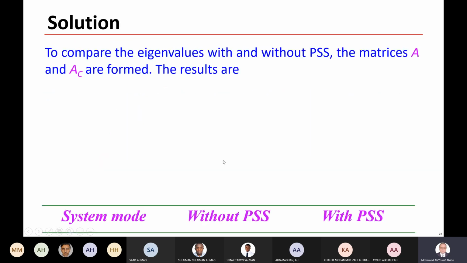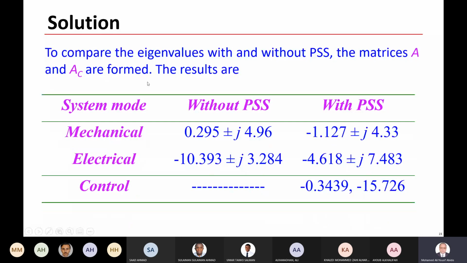Then you can form the A and AC matrices, and you get the open loop eigenvalues and the closed loop eigenvalues. Definitely this is the electromechanical mode. You can see it is on the right hand side, so the system is unstable. Now, after designing the power system stabilizer, this eigenvalue becomes -1, so the system becomes stable. And you have 6 eigenvalues in this case.